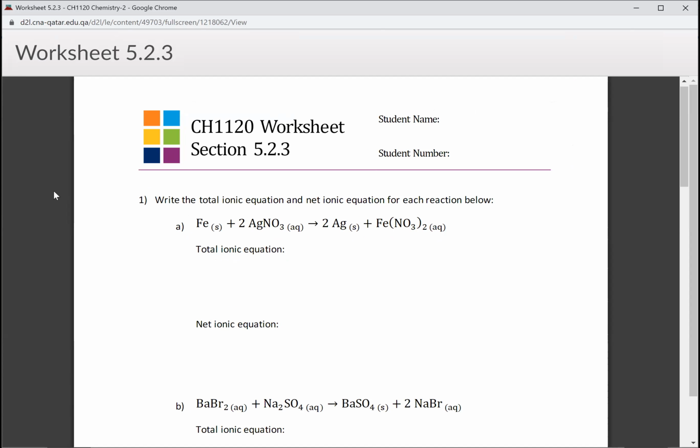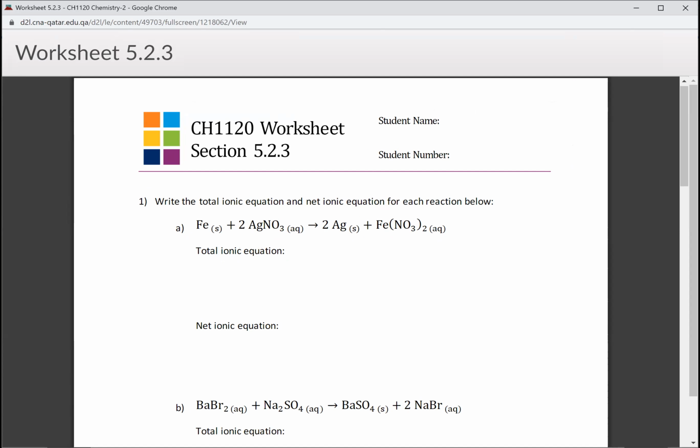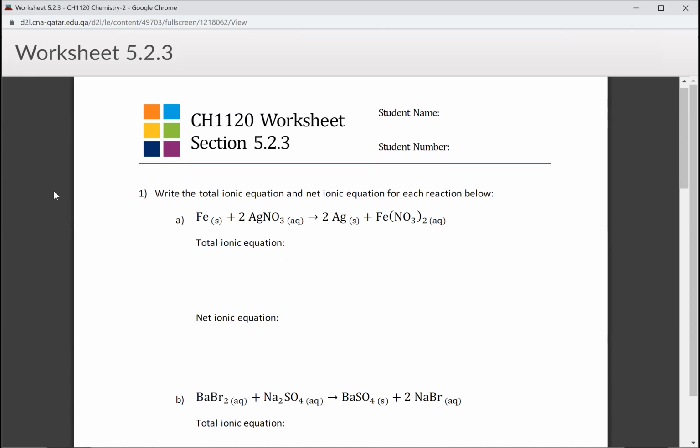So what you would do for the total ionic is, get my pen here. Anything that's aqueous, you write as ions. So Fe solid plus 2Ag+. Because it's aqueous, I split it. Oh, hold on, I'm going to definitely run out of room here. Let me just start that one over. I wasn't thinking forward for this.